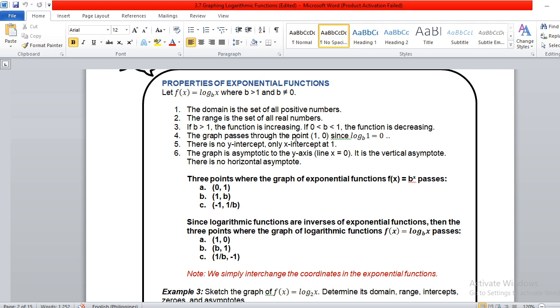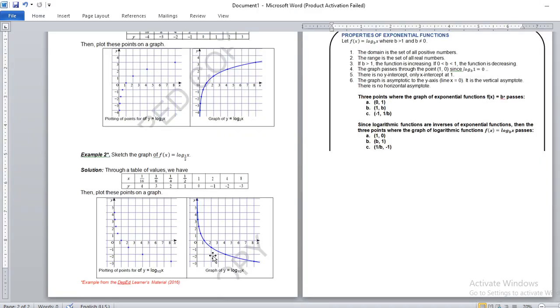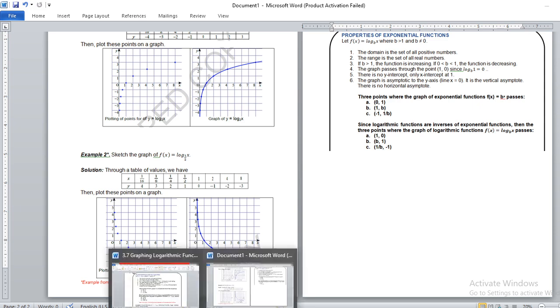The graph passes through the point (1, 0), since log of 1 base b is equal to 0. Okay, there is no y-intercept, only an x-intercept at 1. Let's try to look at if there are intercepts. Yes, there is. So it passes through an intercept. x is equal to 1. Look at it. x is equal to 1.